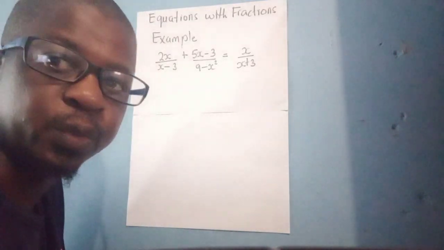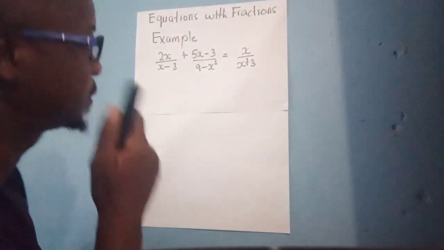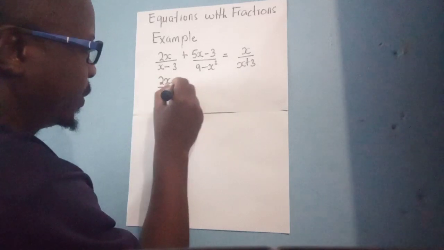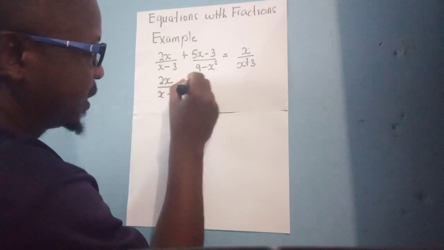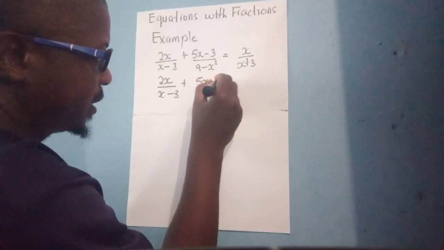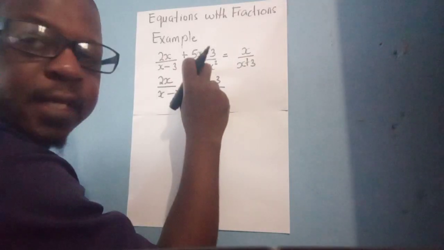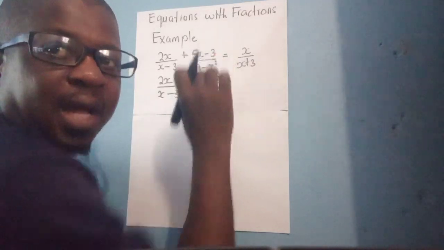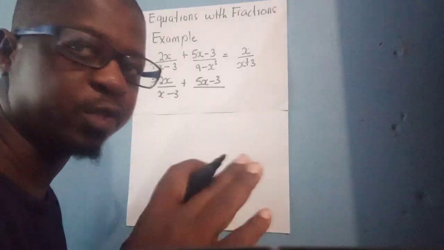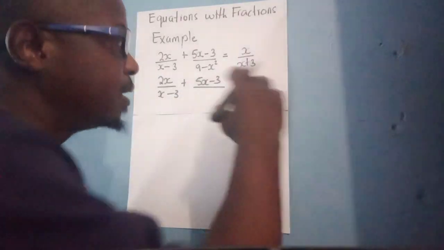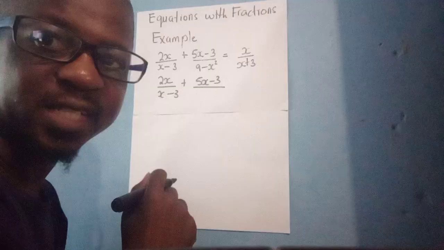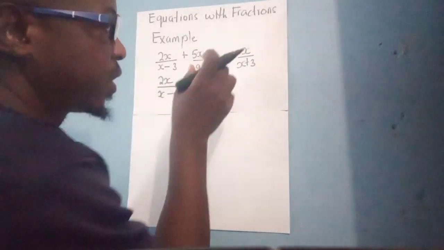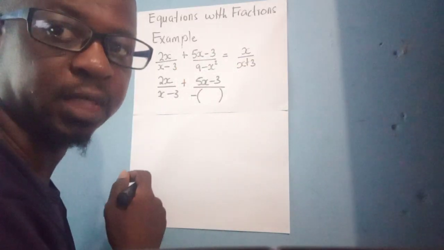So what we're going to do here in this example is rewrite this expression once again, minus 3. I need to change the sign on this denominator. Before we talk about LCD, let's change the sign here. So how do I change the sign? I'm going to put a negative outside of this bracket. Here I'll put a bracket and take out the negative.